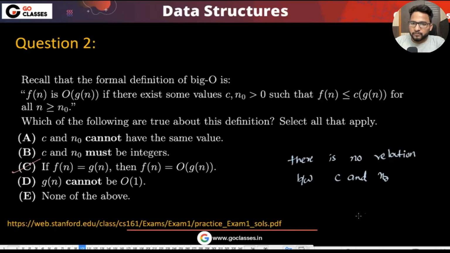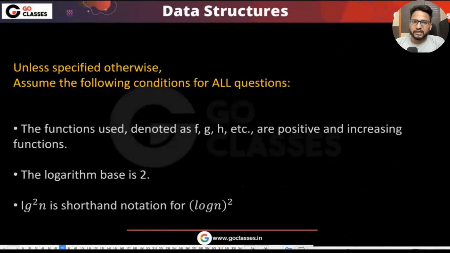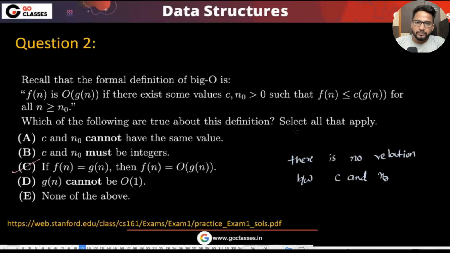Can we say positive numbers? Please write your statement clearly, which means, in which option, which positive numbers? Yeah, C and n naught you're talking about, they must be positive, yes, as per the definition. I think n naught can even be 0, but in the definition that they have given, they have taken n naught greater than 0. It does not matter much. Okay, cool.